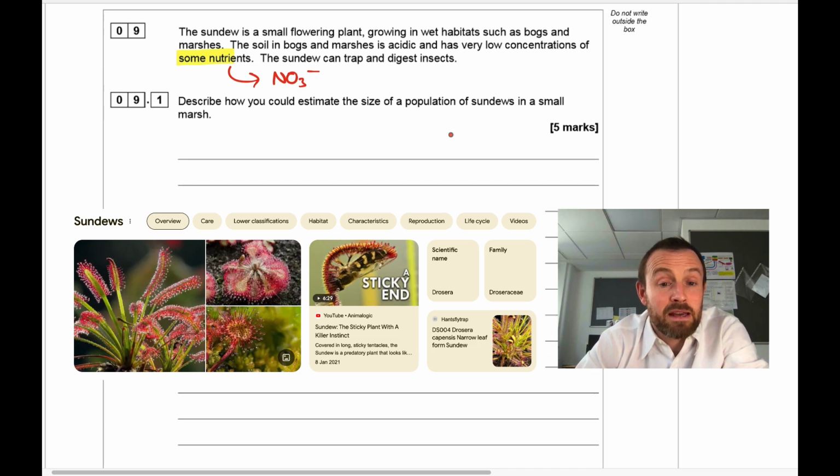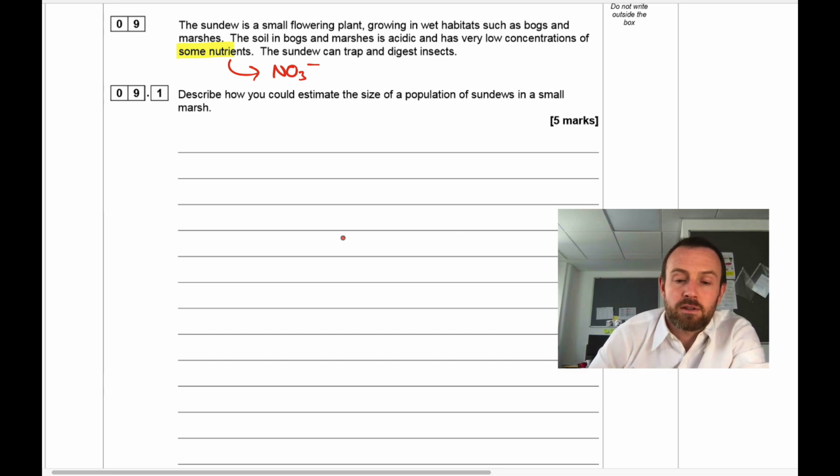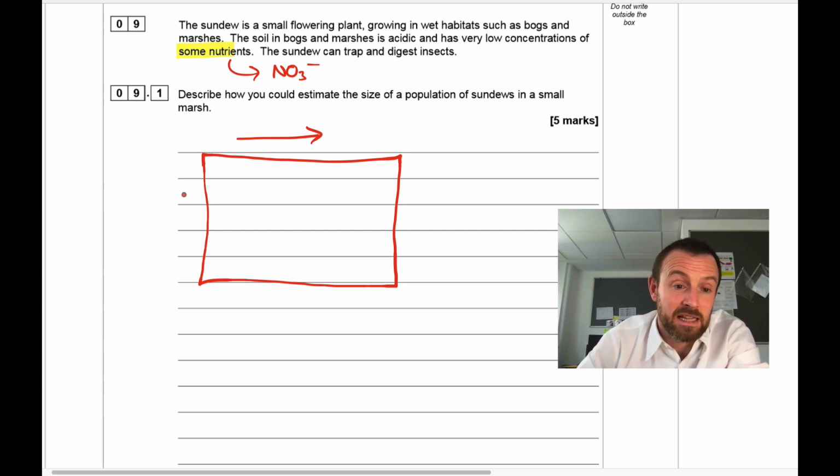Describe how you could estimate the size of a population of sundews in a small marsh. Okay, so basically, first of all, you would have to look at your marsh, measure the area that you want to survey, its length and its width. You'd put an axis down here with a transect line, an axis down here with a transect line. Use a random number generator to pick a point on this axis.